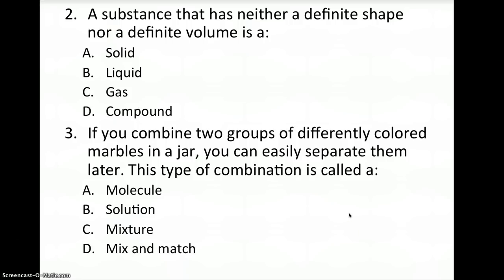Number 3, if you combine two groups of differently colored marbles in a jar, you can easily separate them later. This type of combination is called A molecule, B solution, C mixture, or D mix and match. Remember, you can always go back and look through your notes that we just answered to find the answers to these questions.